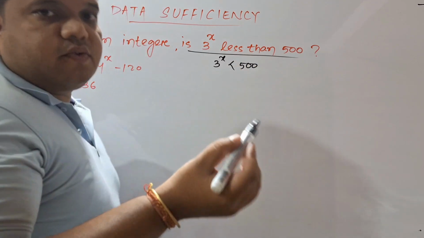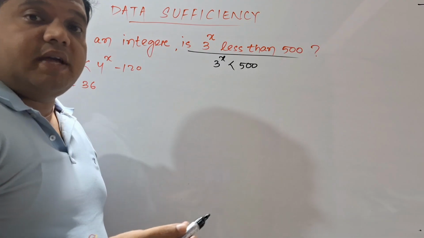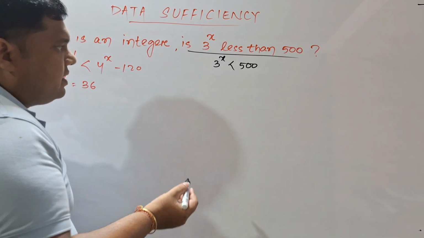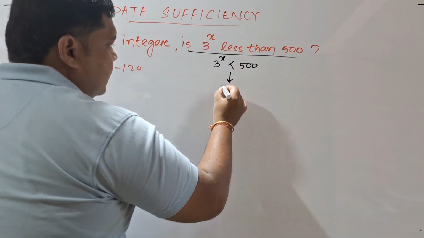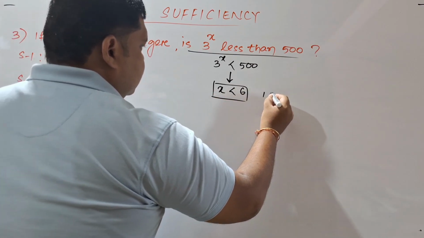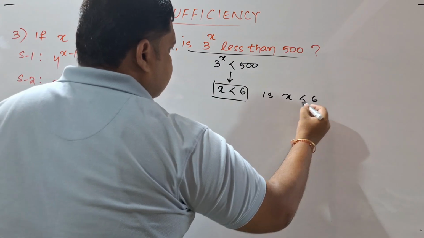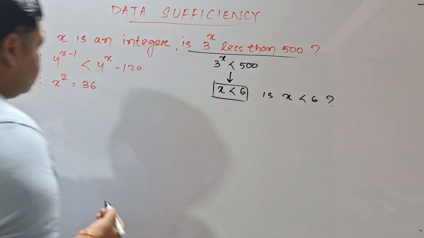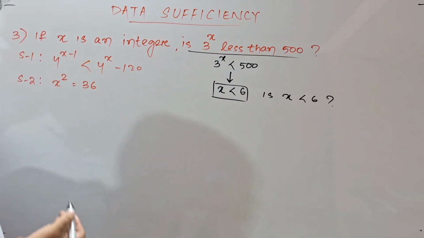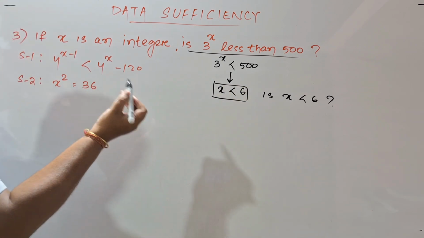You know, 3 square is 9, cube is 27, 3 to the power 4 is 81, 3 to the power 5 is 243. Here, if I simplify this one, you can say x is less than 6. That means the question is: is x less than 6? That I am going to check. So individually I will evaluate statement 1 and 2 and then I will check whether x is less than 6 or not.